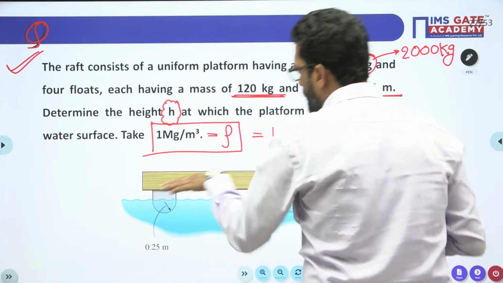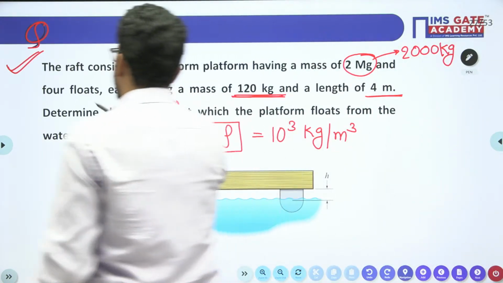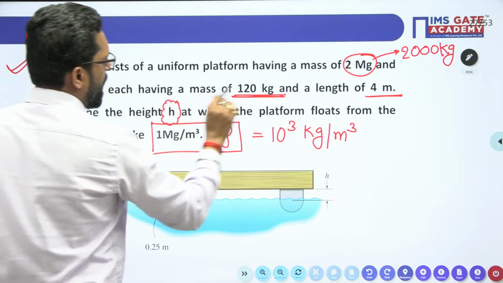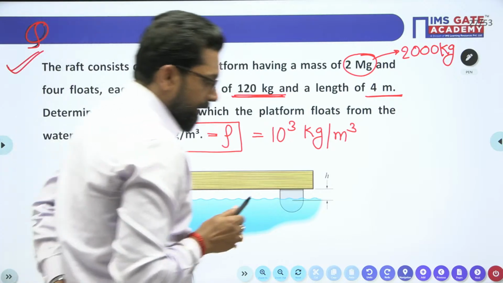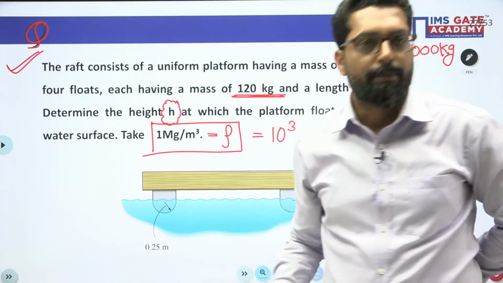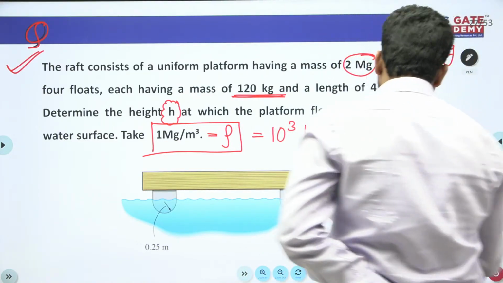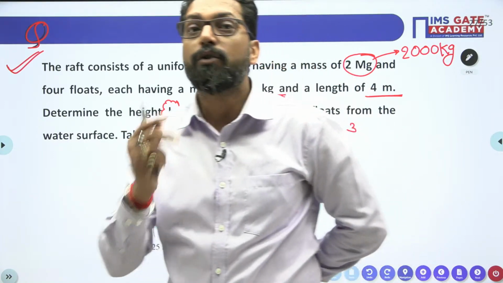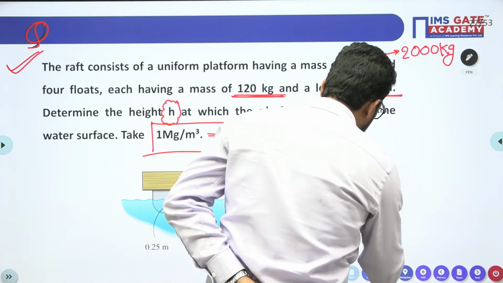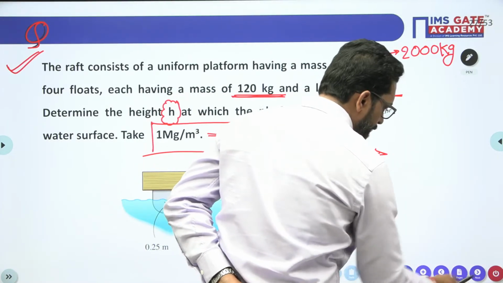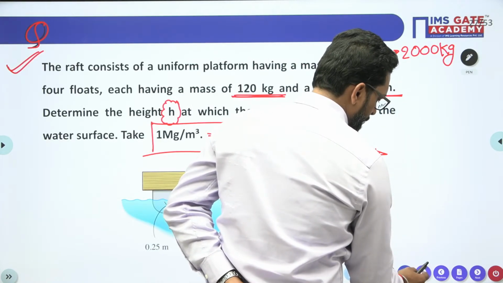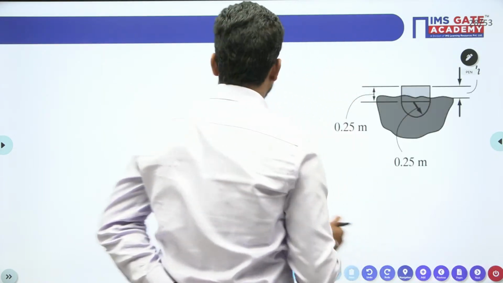See, this is in a floating condition, right? Yes or no? This is floating. Uniform plate having a mass, and floats having a mass. See, either the body is fully submerged or partially submerged. What is the equilibrium condition? There are 2 equilibrium conditions. Number first, what is the equilibrium condition? I will just give you, beta.